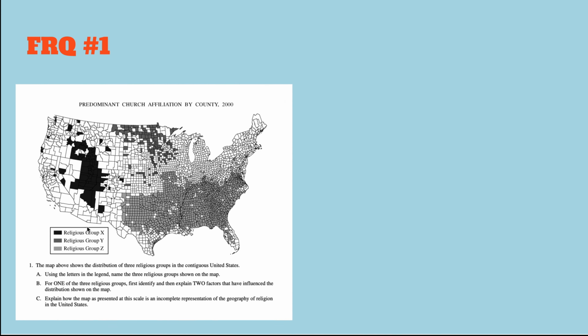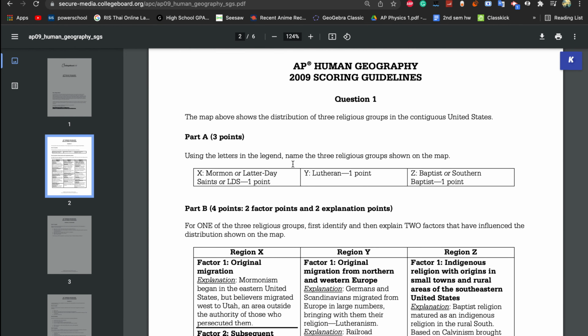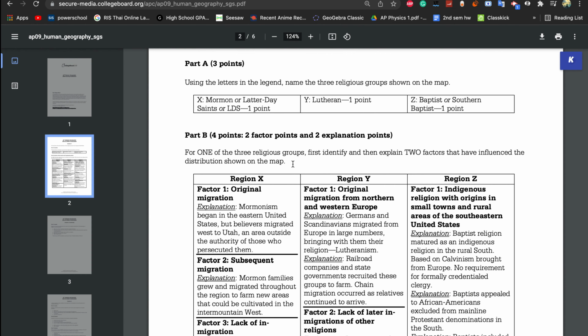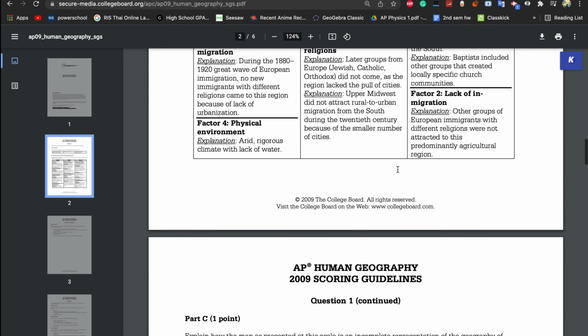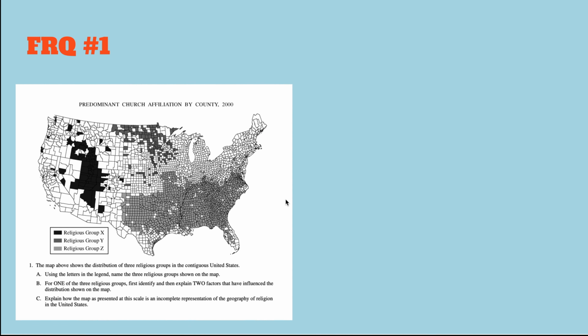Obviously, you have to know at least one of them, or you have to be able to identify at least one of them in order to answer part B successfully. So make sure you know at least one of them, and whichever is easier, then go deeper into that and explain that. Well, we'll go through each one of them. For the Mormons, that's Region X. So part of the reason or how they were distributed.